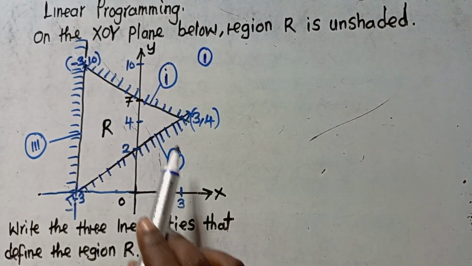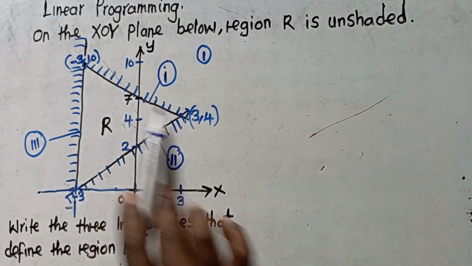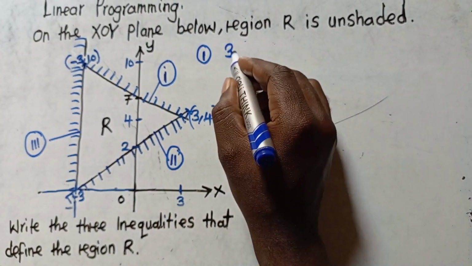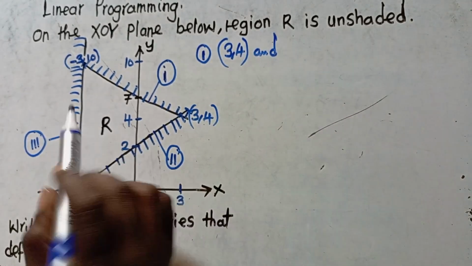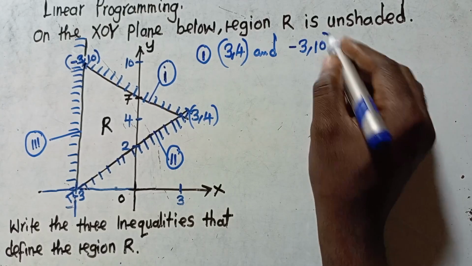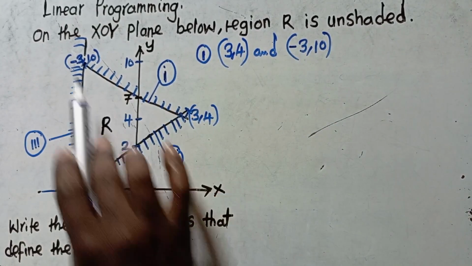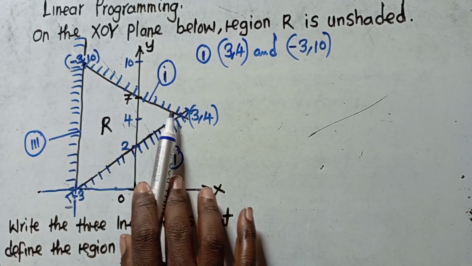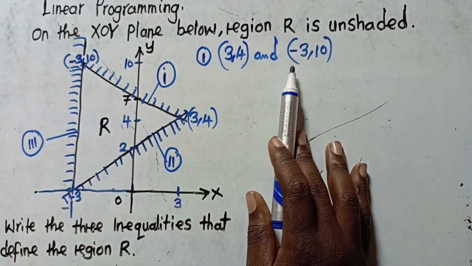Inequality 1 here. For me to find the inequality of this line, I need to get 2 points that are on this line. I've got (3, 4), that's a point, or rather a coordinate. And I also have (-3, 10). These coordinates are on this line. So after finding the 2 coordinates that are on the same line, you find their gradient. So the next thing here is to find the gradient.